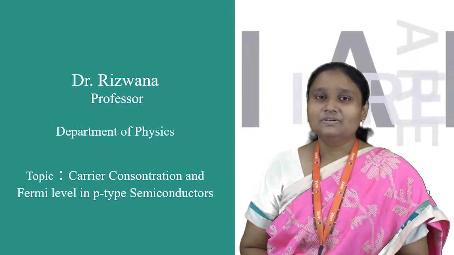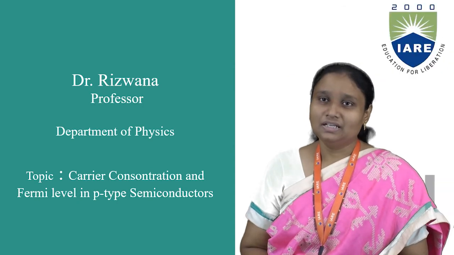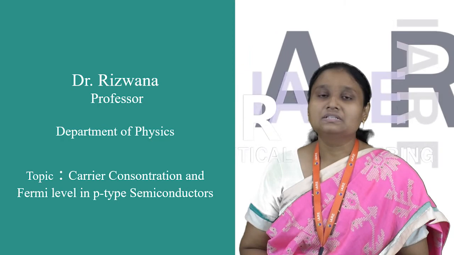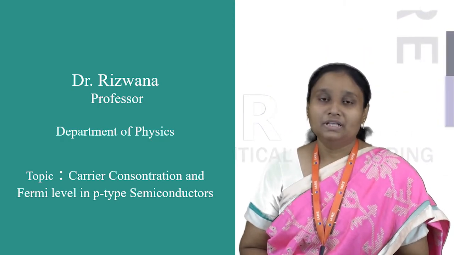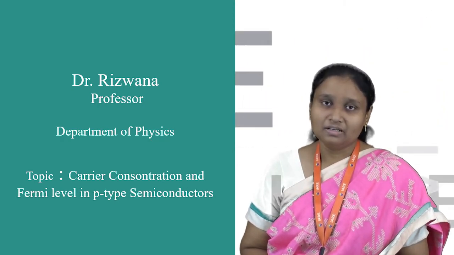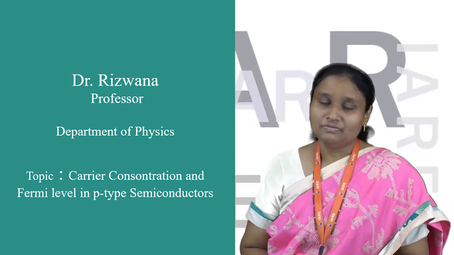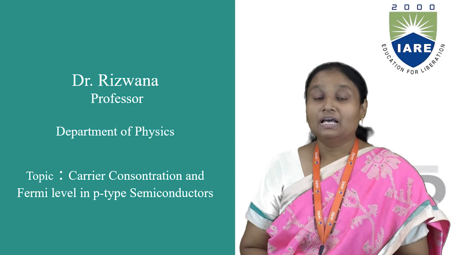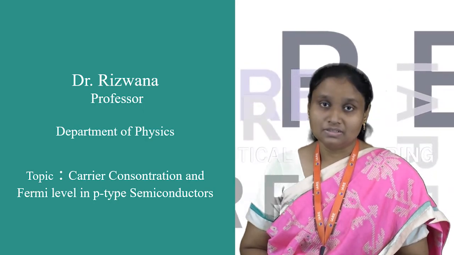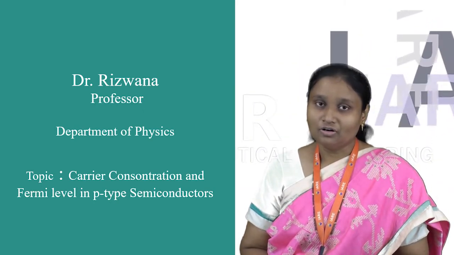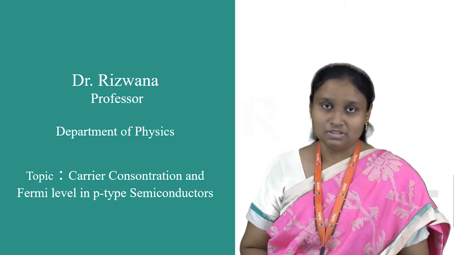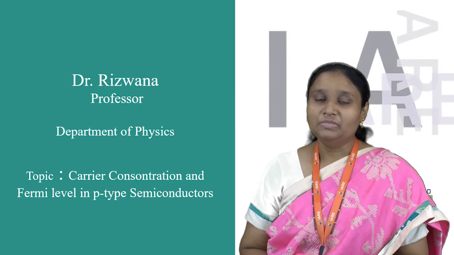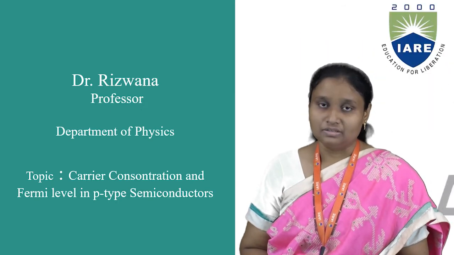In my previous videos, we have discussed in detail about semiconductors, their properties, and then we have discussed different types of semiconductors. And then after that, we have discussed about intrinsic semiconductors. And then we have calculated intrinsic carrier concentration in terms of electron concentration and hole concentration. And also we have seen what is the location of Fermi level in intrinsic semiconductors.